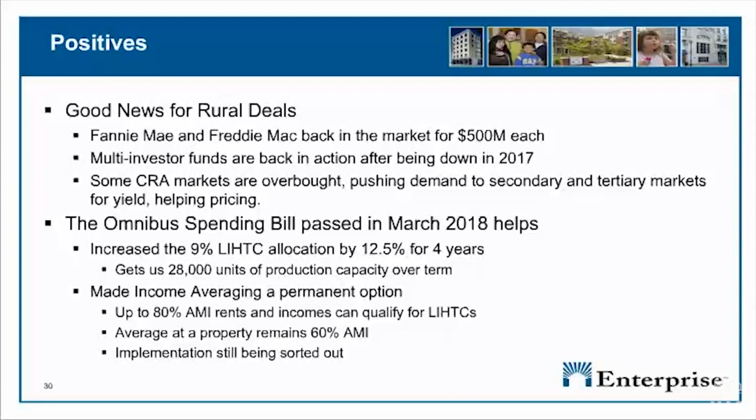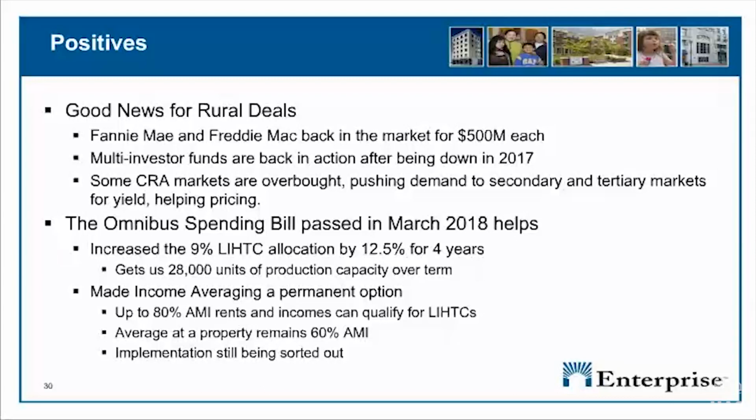The other key piece of the spending bill for us that Edgar mentioned before is that income averaging is now a permanent option available to developers. You can charge and qualify for tax credits as high as 80% of AMI rents. The project overall has to maintain a 60% average, but you can include higher income people now. So the implementation is being sorted out state by state. The compliance issues are pretty challenging.